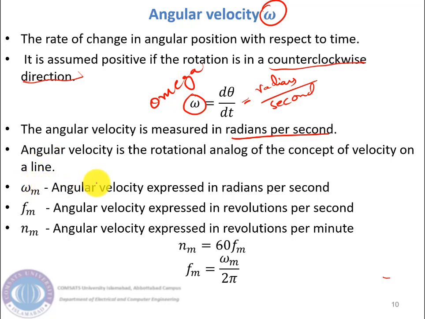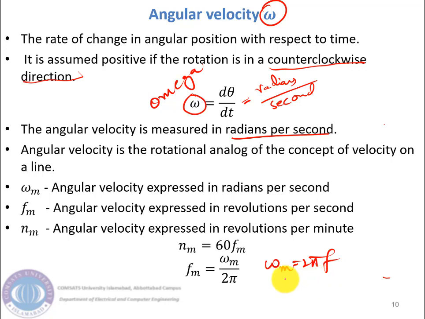Here, omega m is defined as the angular velocity expressed in radians per second. We can define the frequency f m as the angular velocity expressed in revolutions per second, and n m as the angular velocity expressed in revolutions per minute. We can use these different notations and their multiples to convert between them, like n m is equal to 60 times f m, and f m is equal to omega m by 2 pi, or omega m is equal to 2 pi f m, because f m is in revolutions per second and omega m is in radians per second.